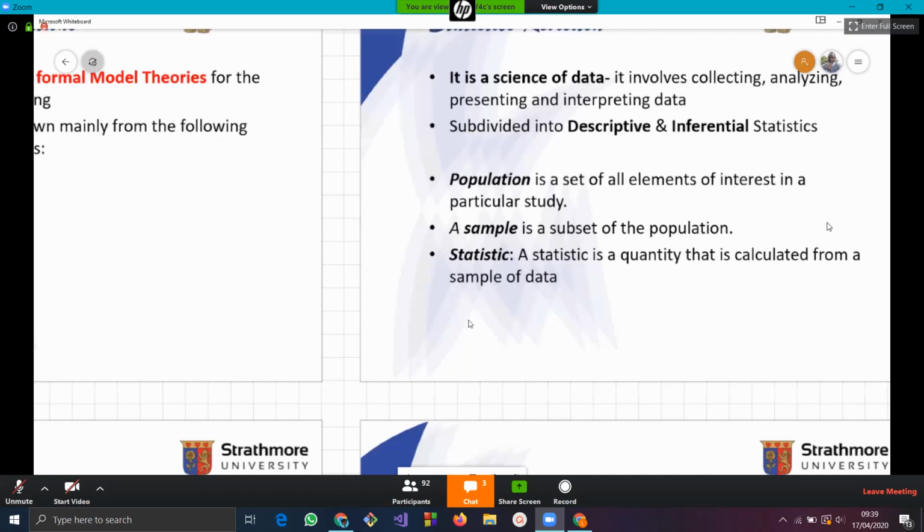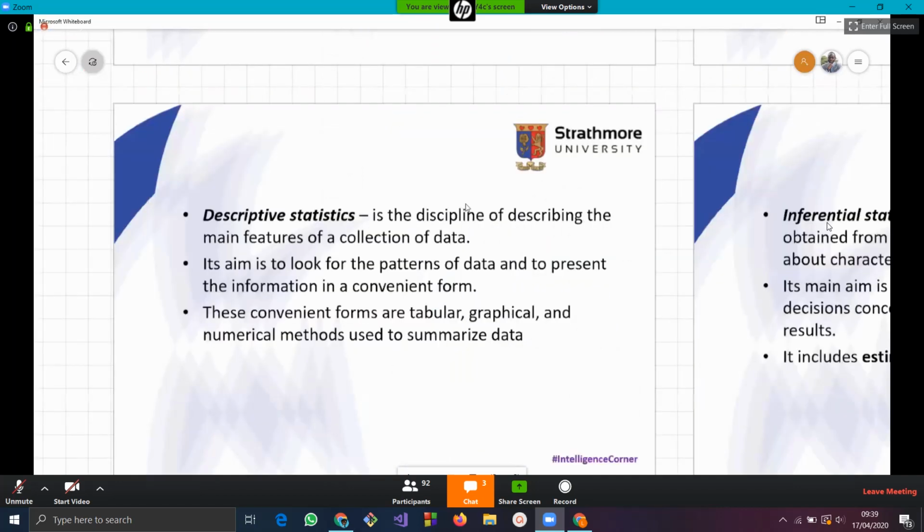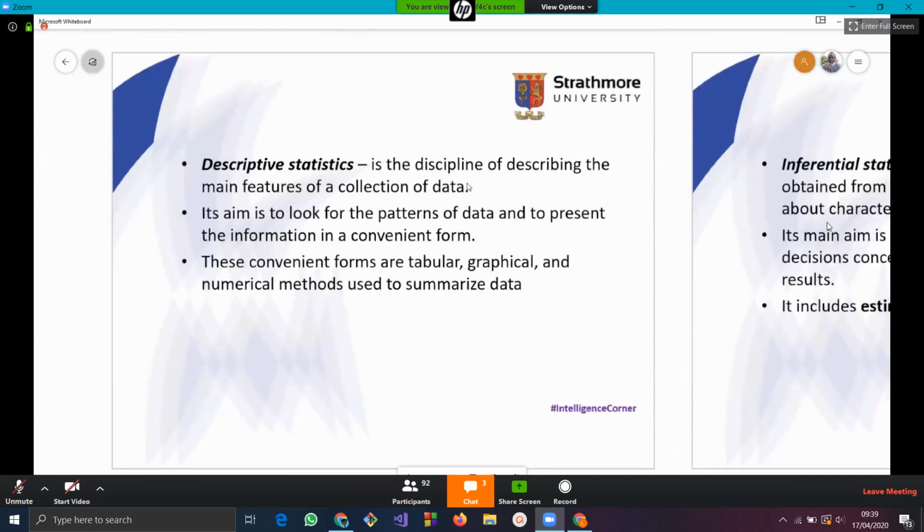Then descriptive statistics is now the branch of statistics that tries to summarize data. So descriptive statistics just tries to summarize data. And the rest here you will possibly read. This is where you find a lot of graphs and tables and all these kinds of calculations for summarizing data.